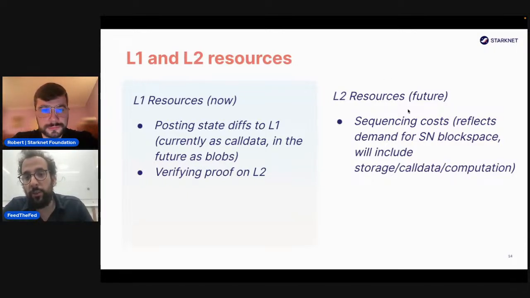And on the other hand, we have the L2 resources, which are neglected as of now, but in the future will be associated with L2 gas. And these are the sequencing costs. These are the costs for computation on L2, for call data on L2, and for storage on L2. So in the future, this will be the more dominant cost in the system, because proving cost essentially rises logarithmically with the throughput, while this cost goes up linearly.